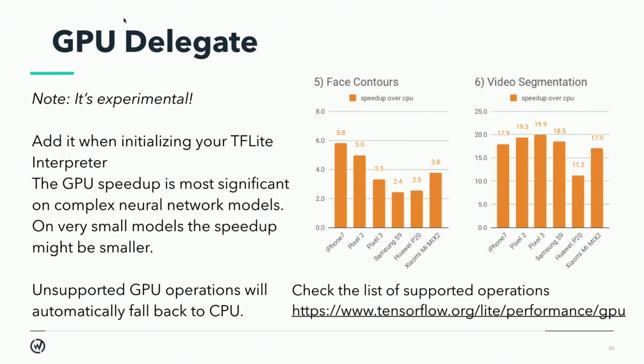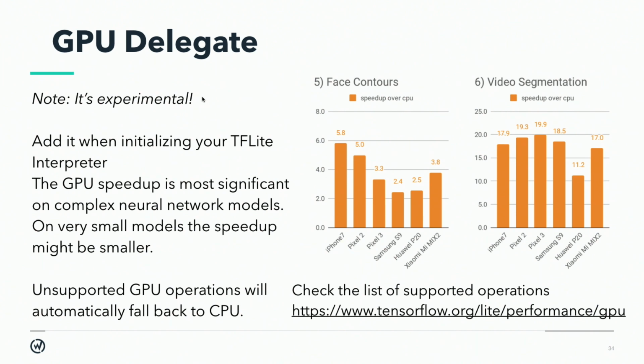And another note I wanted to make here is that TensorFlow has recently had an experimental feature for GPU delegates. So basically it's taking advantage of the GPU speed up, and using it is also really simple. When in your app you're creating your TensorFlow Lite interpreter, you can just add this as an option when you initialize it.